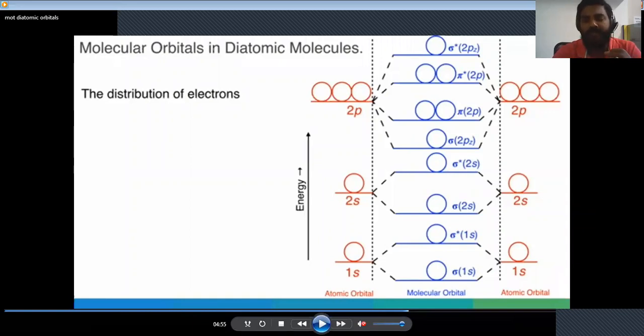You know the configuration 1s2, 2s2, 2p3, that is nitrogen; 2p4, that is oxygen; 2p5, that is neon. We know all those electronic configurations. Why? Because we should calculate the electron density and the bond order. How many bonds are there? Double bond, single bond, triple bond.